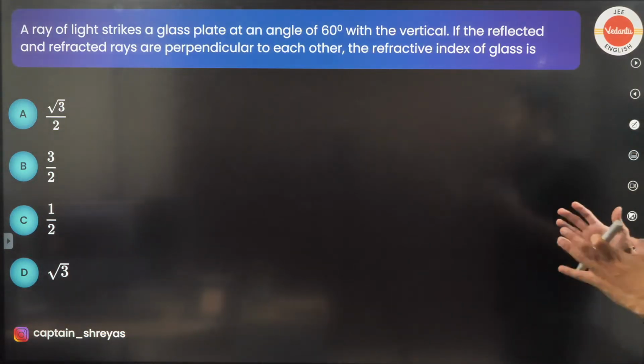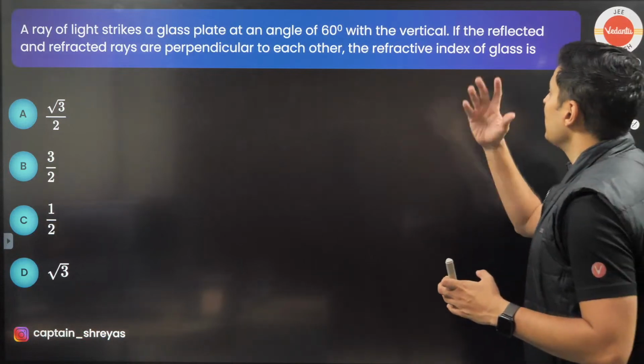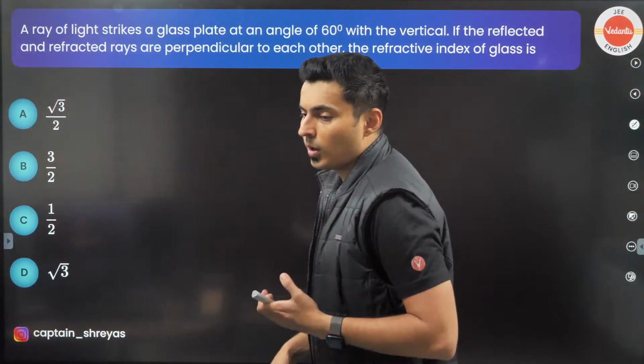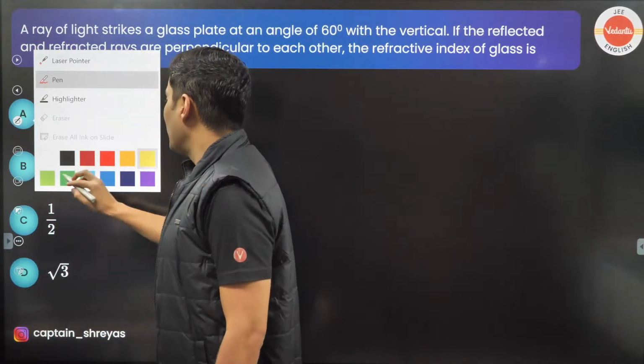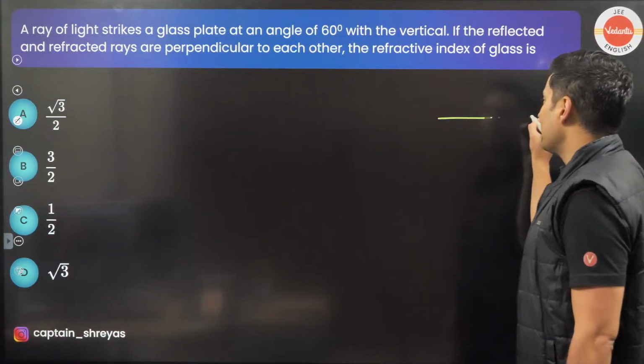If the reflected and the refracted rays are perpendicular to each other, then the refractive index of glass is. Again, a very common concept-based question. So I'll just show you the diagram. It will be very, very clear.